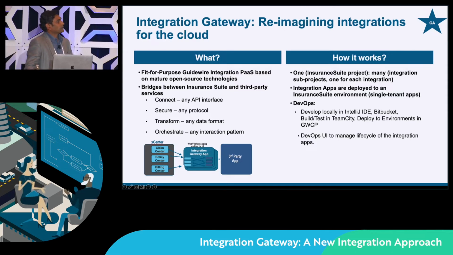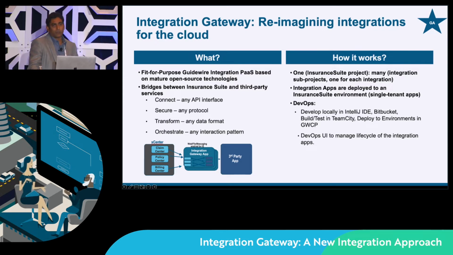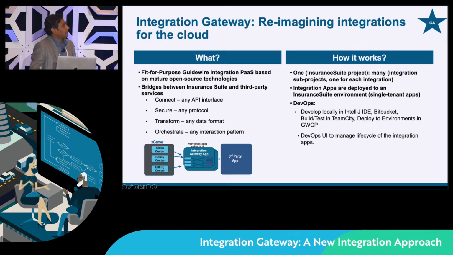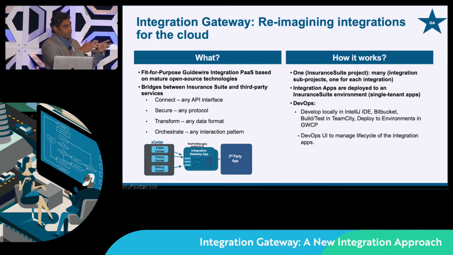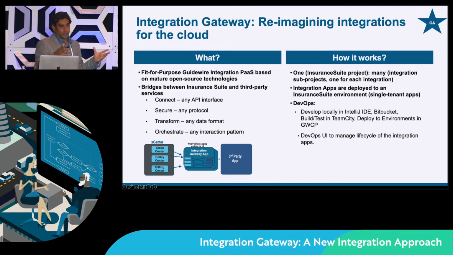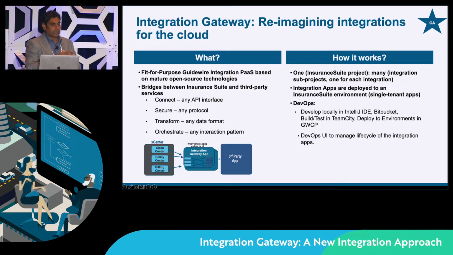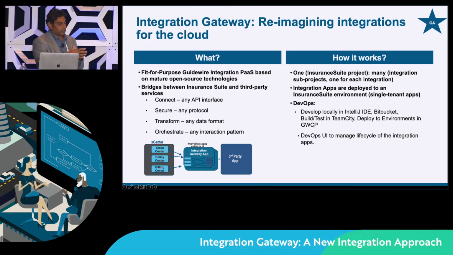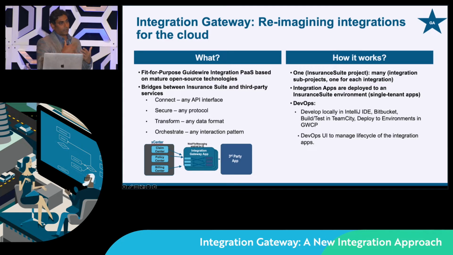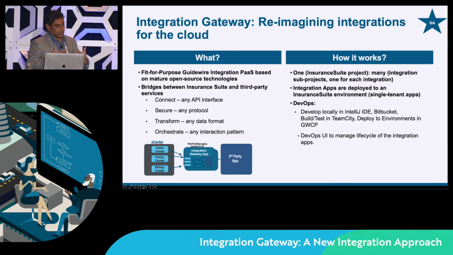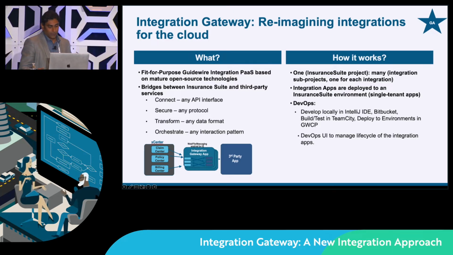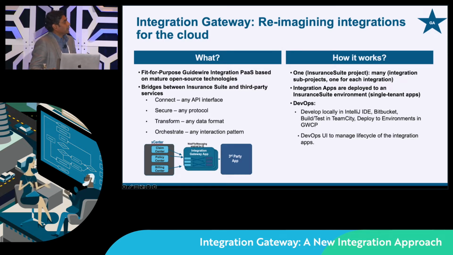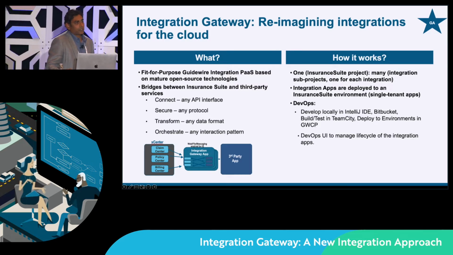So how it works, it's actually pretty aligned with how you work with InsuranceSuite. One InsuranceSuite project has multiple sub-projects. Each sub-project is an integration gateway app, right? Let's say you have one InsuranceSuite app, and you're building 3 integrations. That really means you're building 3 sub-projects, each of them having their own DevOps CI/CD lifecycle, right? And the DevOps is actually pretty straightforward.